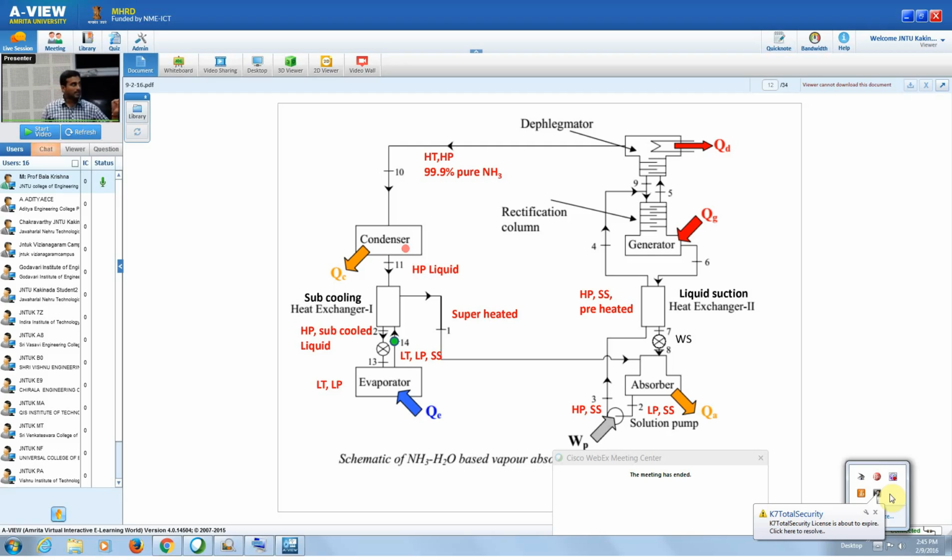Because the liquid gets subcooled by this heat transfer, this heat exchanger is called a subcooled heat exchanger. From heat exchanger 1, the subcooled liquid goes into the expansion valve. From 12 to 13 is the expansion valve, where the fluid is expanded and the pressure is reduced. Because the pressure is directly proportional to temperature, the temperature of the fluid also gets reduced.